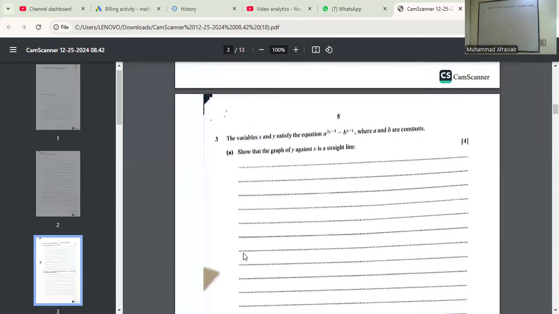The values x, y satisfy this equation: a power 2y minus 1 is equal to b power x minus 1, where a and b are constants. Show that the graph of y against x is a straight line.